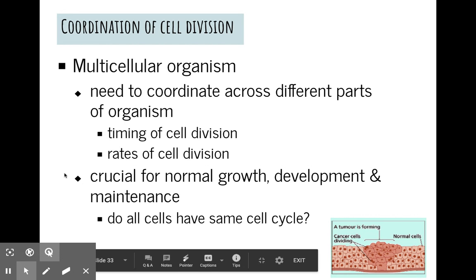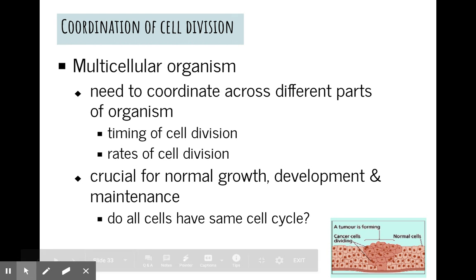All right, coordination of cell division. Multicellular organisms need to coordinate across different parts of the organism. Some of the things they coordinate are the timing of the cell division and the rate. This is crucial for normal growth, development, and maintenance. So do all cells have the same cycle? That would be no. The type of cell we have and its function determine whether it is going to divide or not.